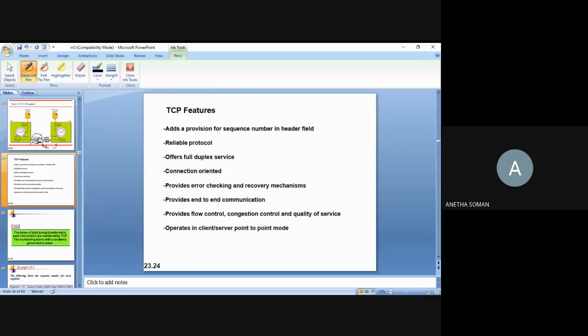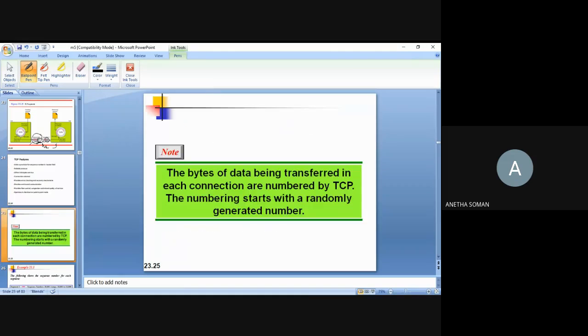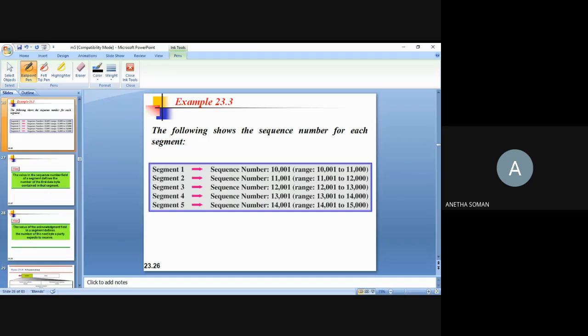Now, how that numbering takes place is randomly. You will be generating the number and you will be placing it. So once these bytes are numbered, what does TCP do? It assigns a sequence number to each segment. The sequence number for each segment is the number of the first byte carried in that segment. The bytes of the data being transferred in each connection are numbered by TCP. The numbering starts with a randomly generated number. And you can see the sequence number given for each segment. So you can see an example here.